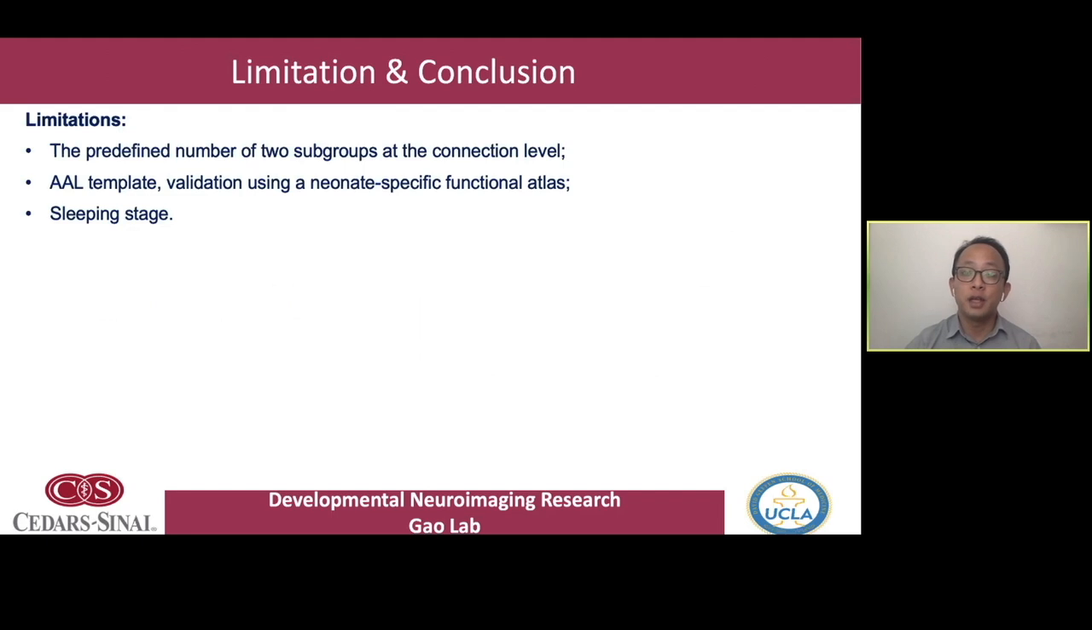We have several limitations in the current study. First, with a relatively small sample size, we predefined 2 subgroups at the connection level. Future studies can explore more subgroups with a larger sample size. Second, we used the AAL template to generate the connection measures, but we validated these results using another neonate specific functional atlas. Third, a general limitation in infant resting-state fMRI study is lack of sleeping stage monitoring. The stage difference may contribute to the identified relationship level heterogeneity. Future efforts are needed to address this limitation.